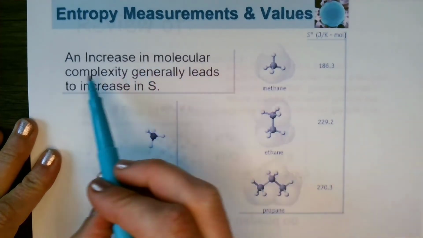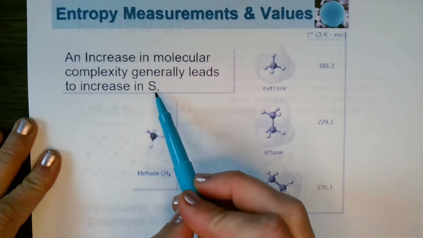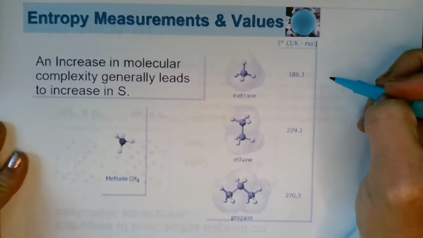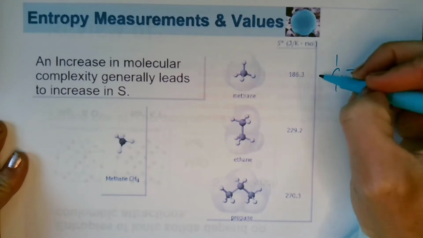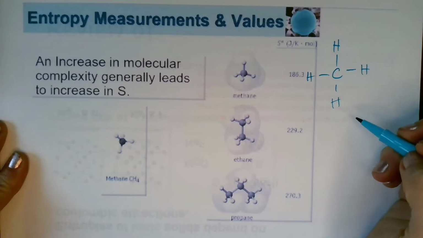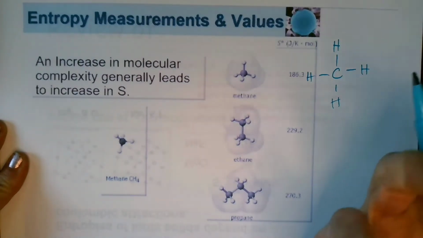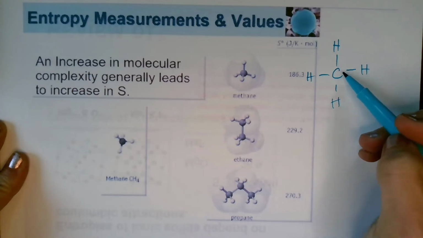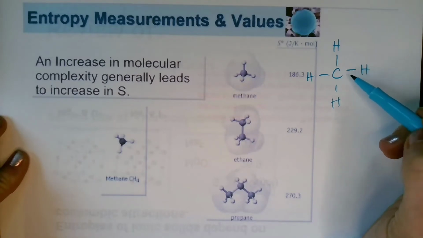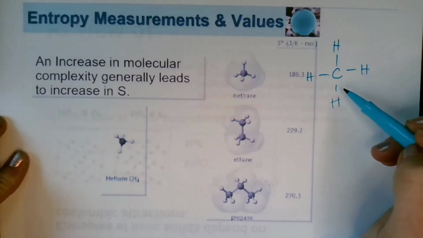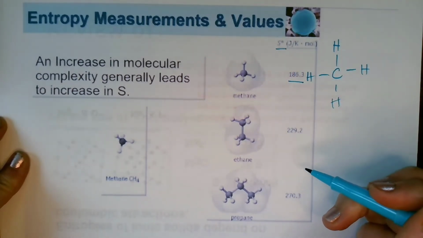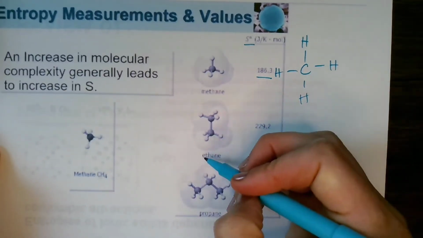All right, this next slide tells us that an increase in molecular complexity generally leads to an increase in entropy. And if we think about this and we look at methane, methane is CH4. And if we think about all of the different possible microstates or arrangements that one molecule of methane, which is 1 carbon with 4 hydrogens around it, has, it has an entropy value of 186.3.